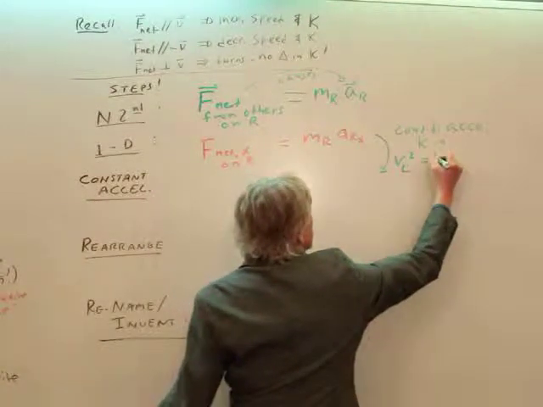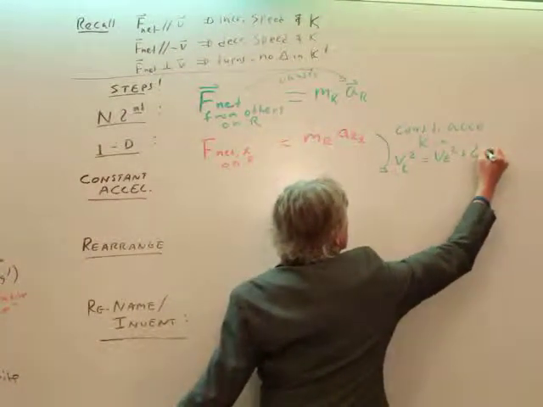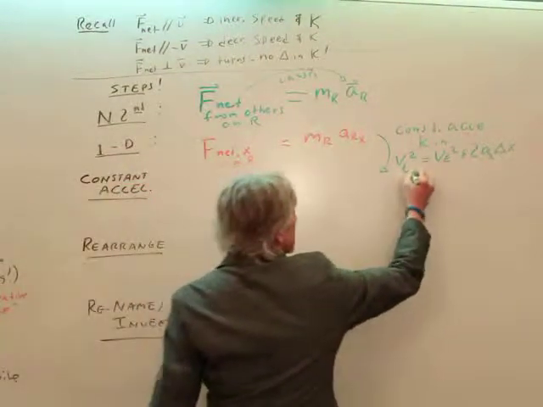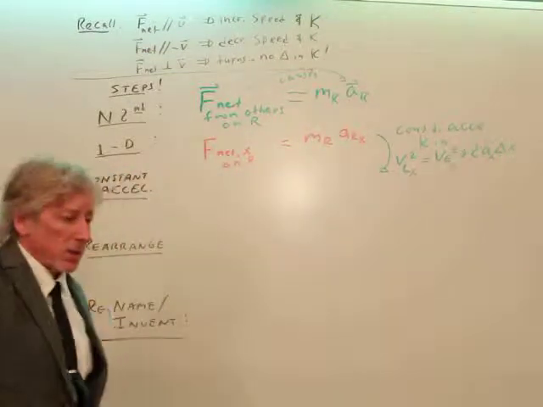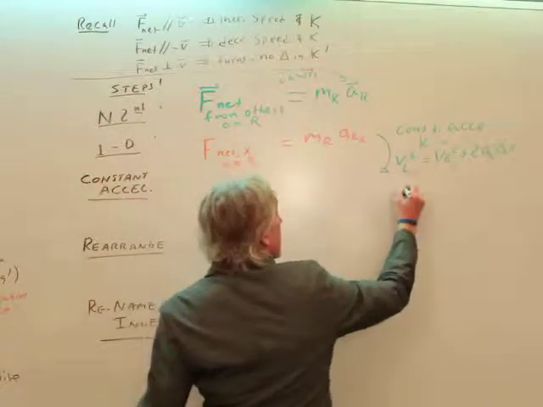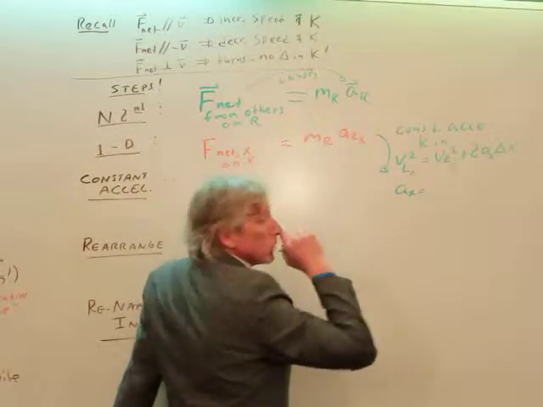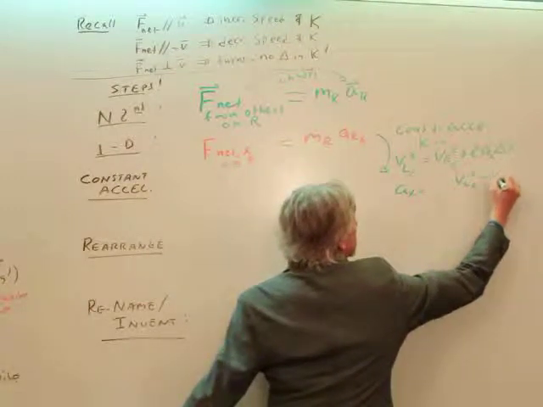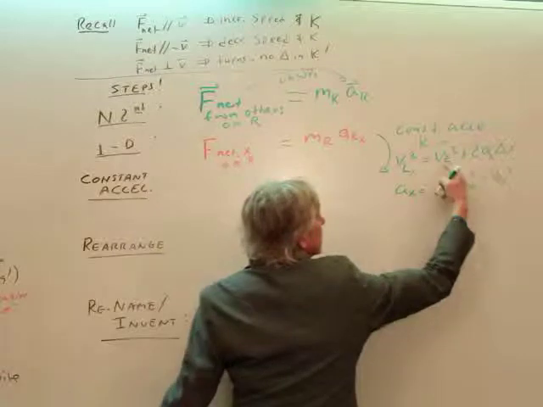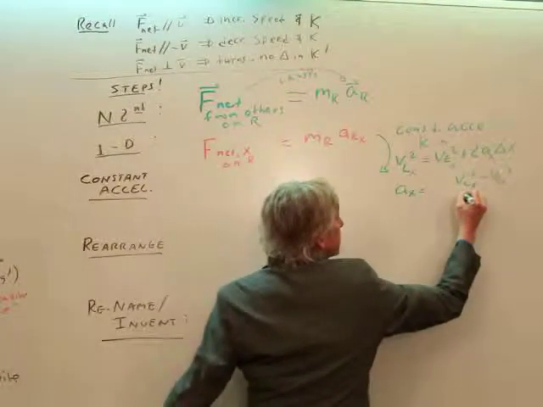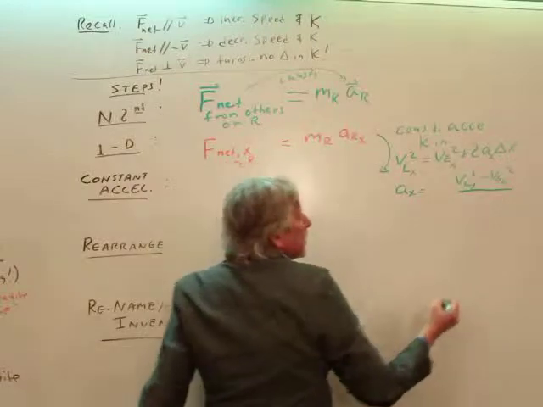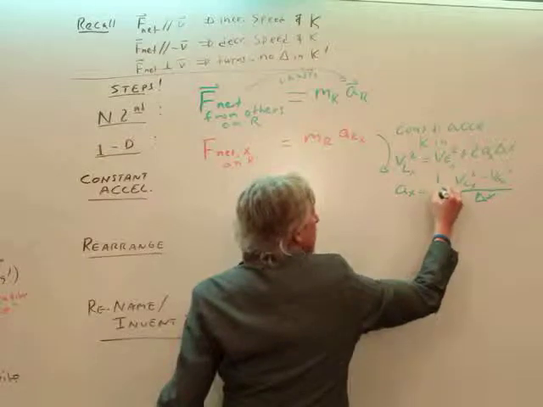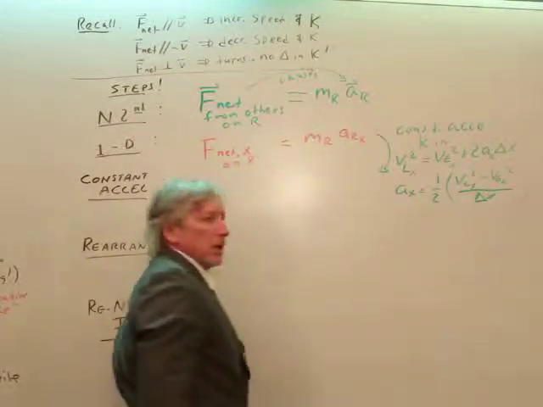V later squared equals V earlier squared plus 2A delta x, and that's A x really, right? And of course these are really the x components if you want to be picky about it, which is a good thing. And so what does that mean? A x is equal to V later x squared minus V earlier x squared, divided by delta x and divided by 2. Only put the 1/2 out here. Everybody see that? You're cool with that? Fine.